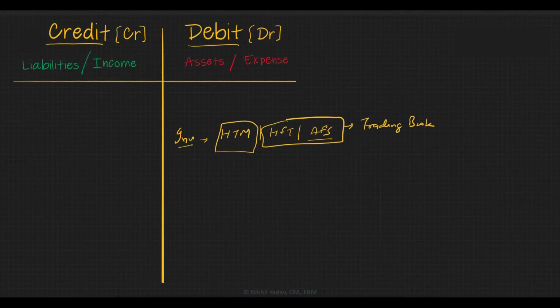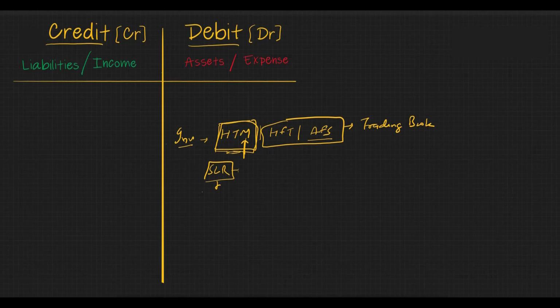So the first category is HTM. Any security is labeled or classified as HTM by the bank when the intent of buying the security was to hold it till maturity. It was not to trade or to speculate or make short-term gains. So under HTM you will primarily find the securities which have been purchased by the bank for the intention of fulfilling the SLR requirements.